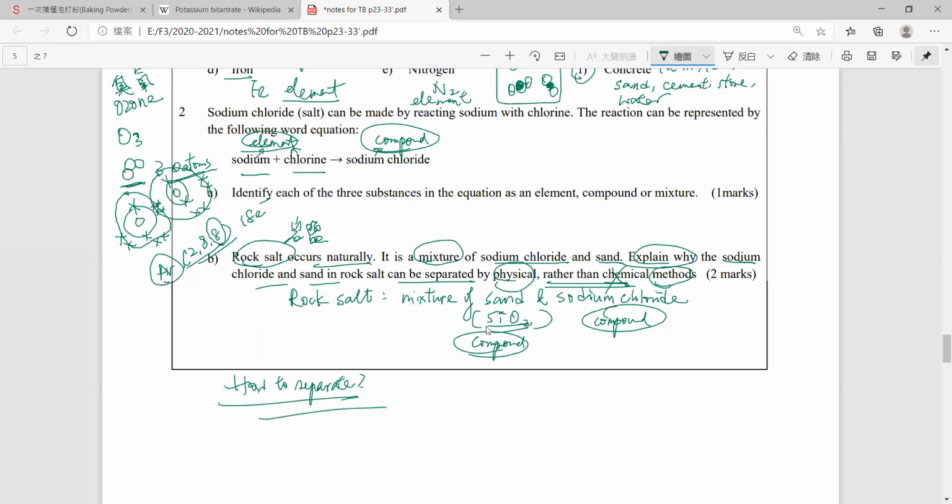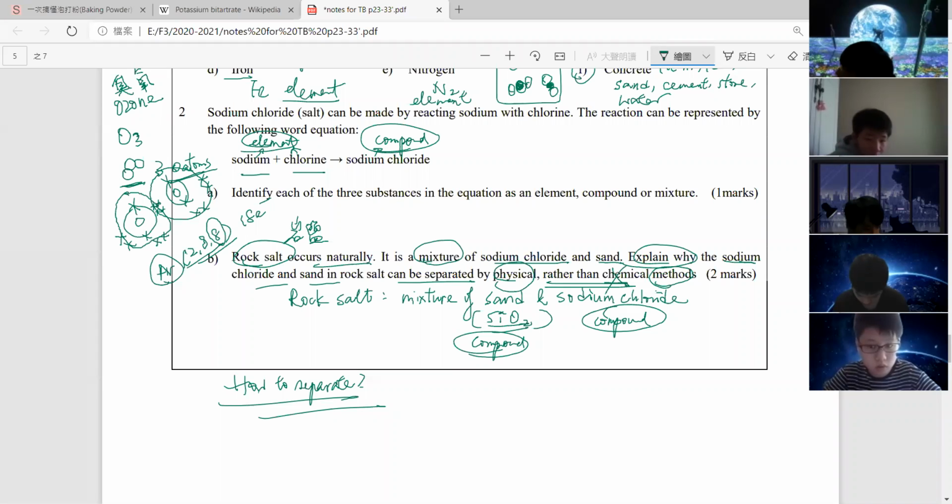Form 1 IS. You know it. Check its property. Because sand and sodium chloride retain their properties. So we try to use what? Sodium chloride can be mixed with what? It's soluble in water. Use the word soluble.